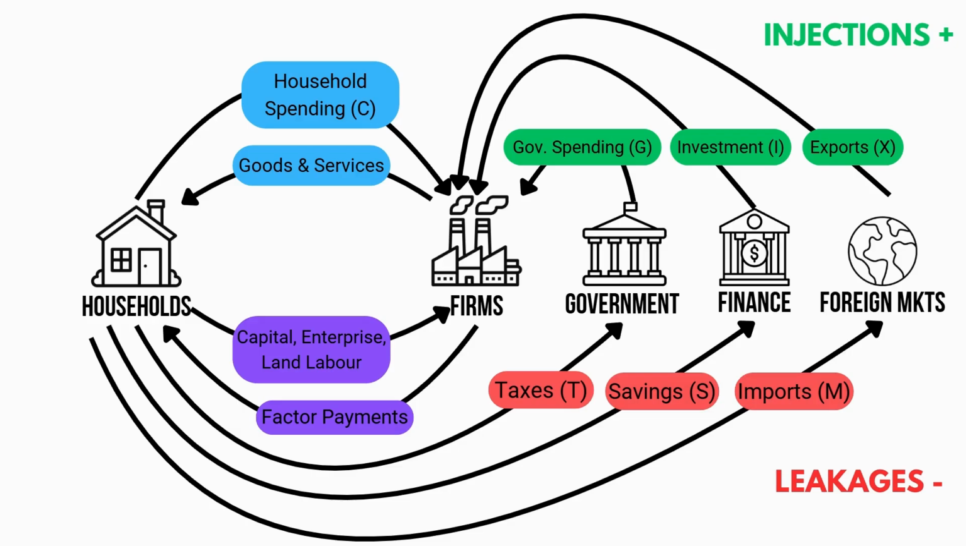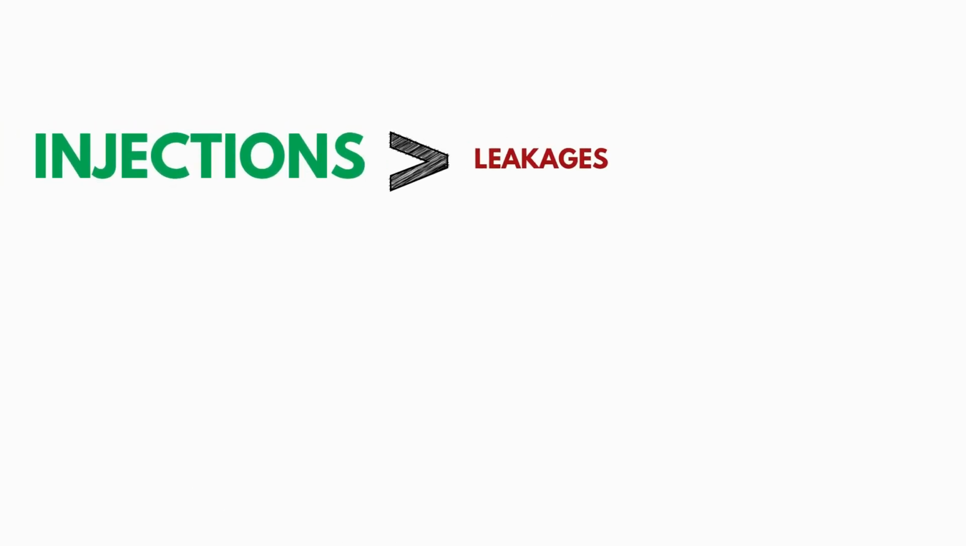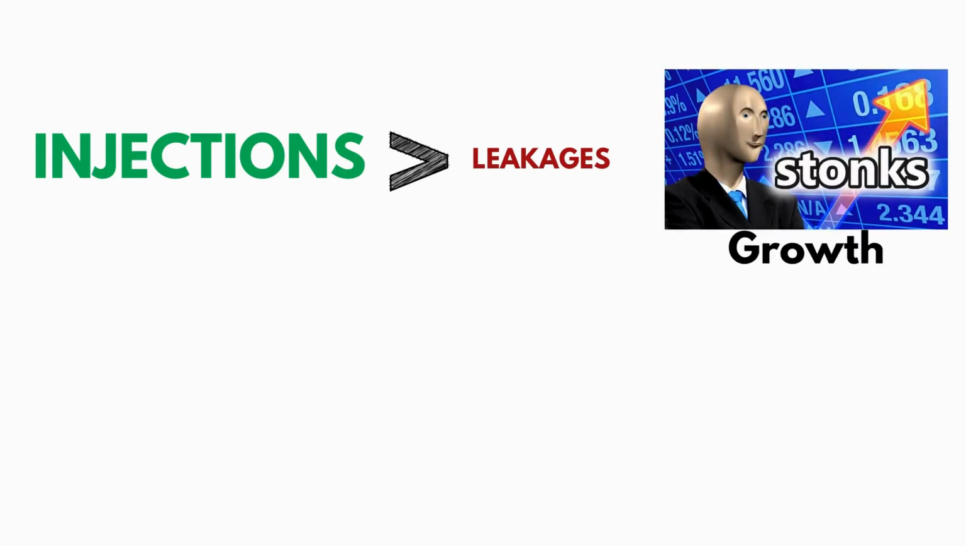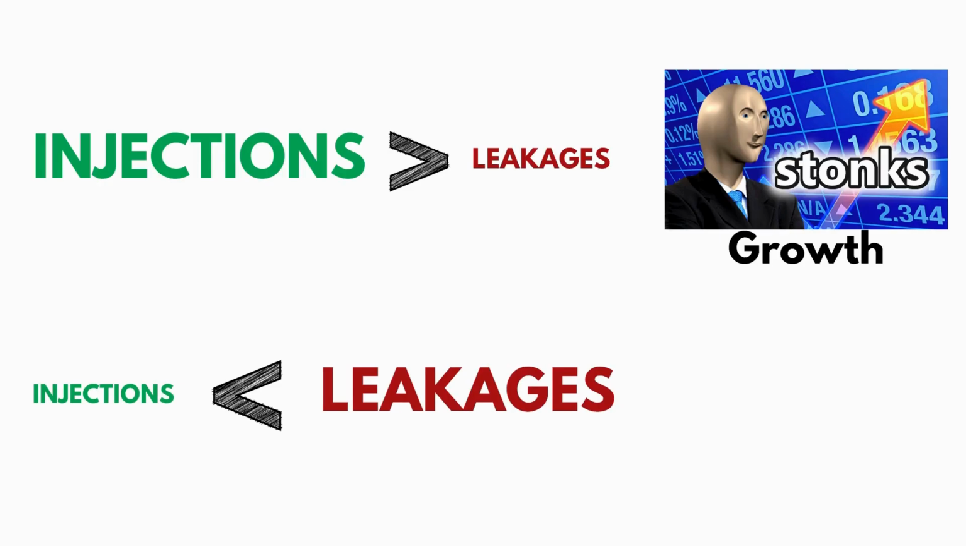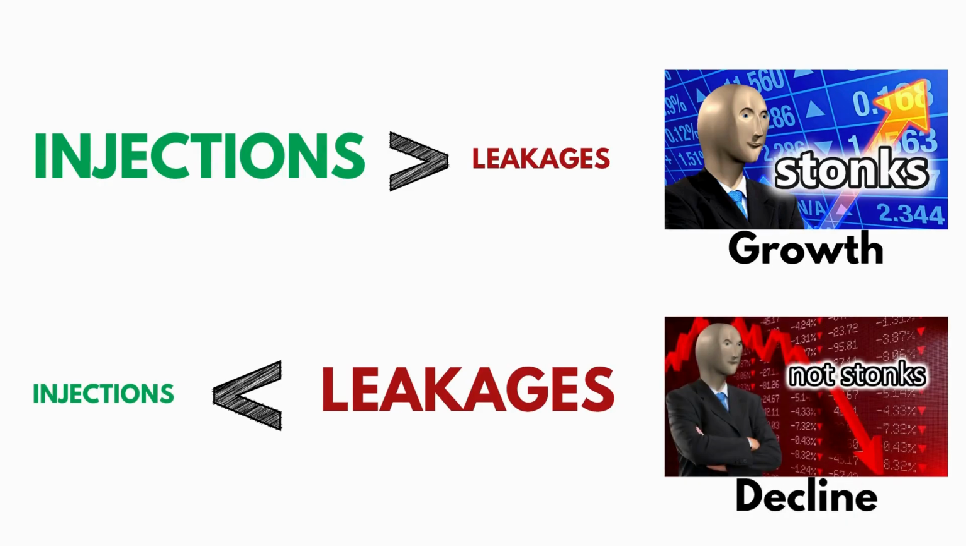Just from this simple model alone, we can infer that when injections are greater than leakages, more income will be in the economy overall, and so this represents economic growth. Likewise, when injections are smaller than leakages, more money exits the economy, and so the economy has less income overall and will decline. From this logic, we can understand that anything that impacts the relative sizes of injections and leakages will affect the growth of the economy. We'll revisit this concept once we start studying government policies such as fiscal and monetary.